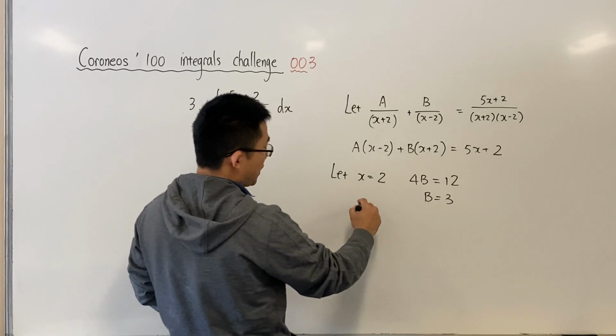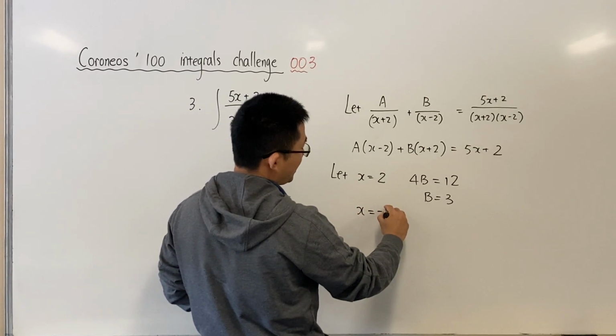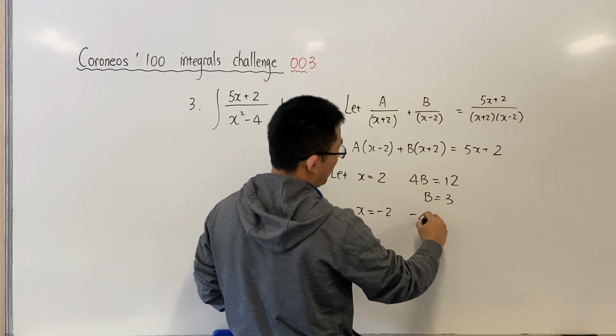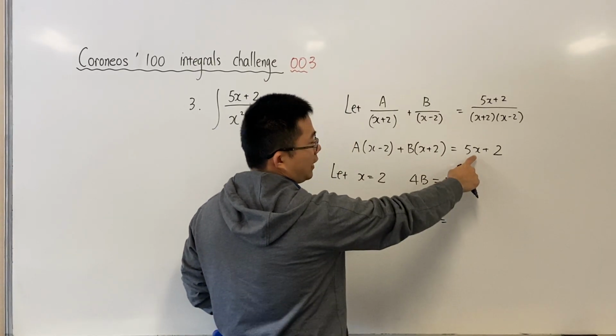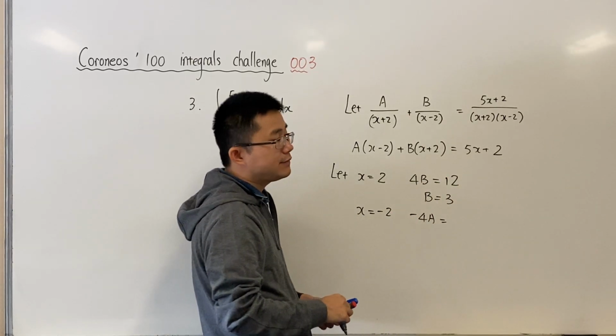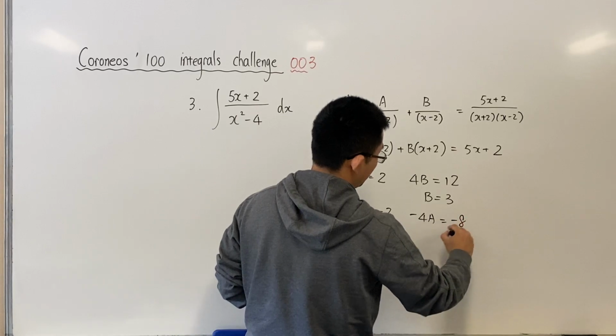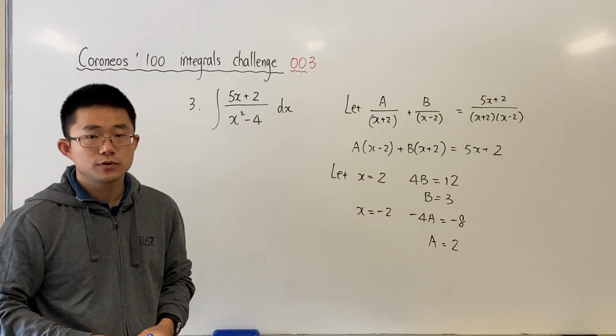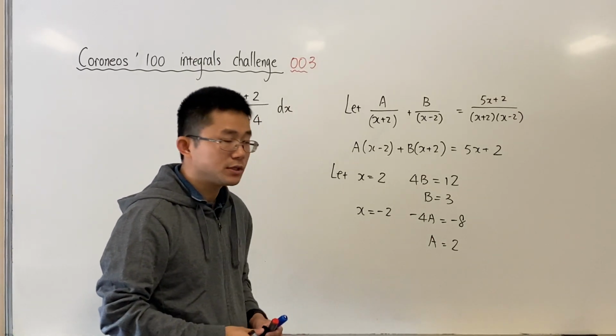All right, next we're going to let x equal minus 2. So we can get rid of these brackets. So that becomes minus 4A. All right, negative 2 times 5 is negative 10. Negative 10 plus 2 is minus 8. So A is equal to 2. So now we have A equals 2, B equals positive 3.